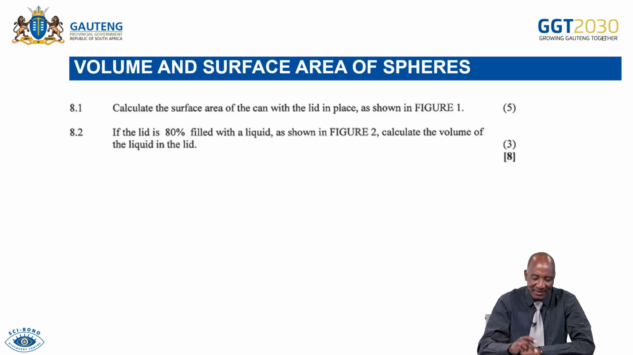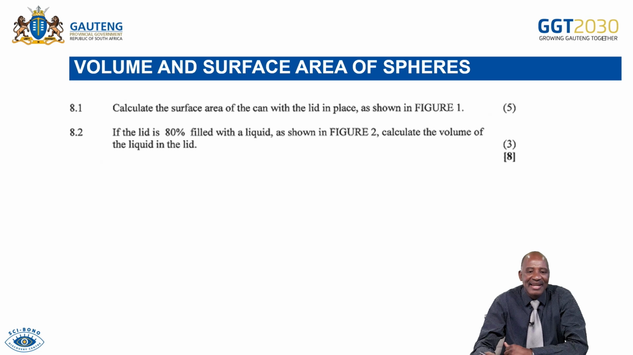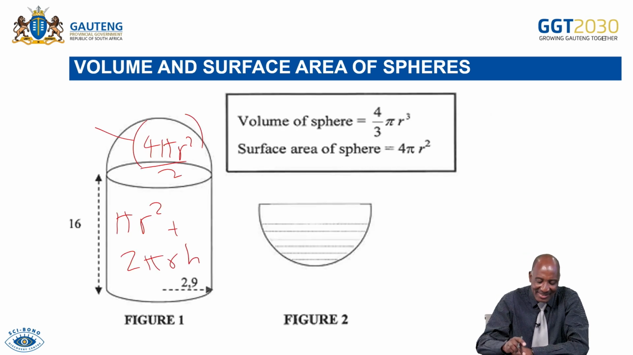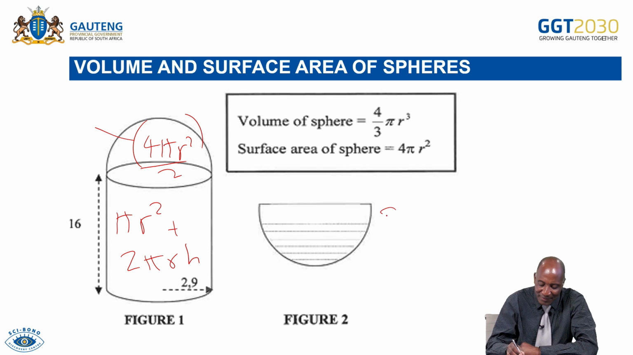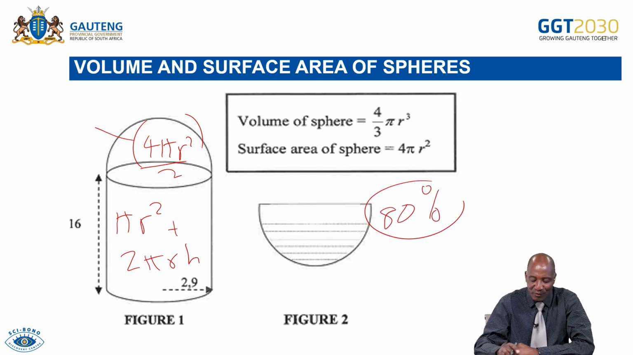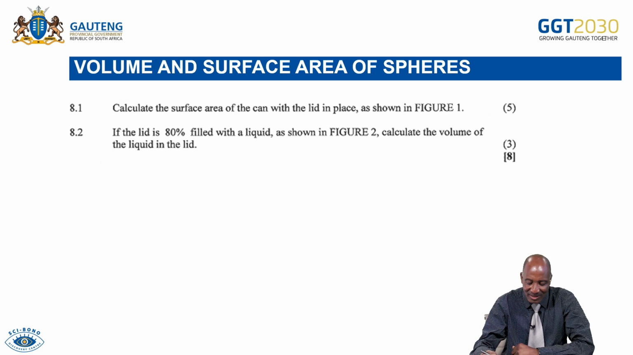Then you simplify. Then the next part of the question, which is the last part, says: if the lid is 80% filled with the liquid, calculate the volume of the liquid in the lid.